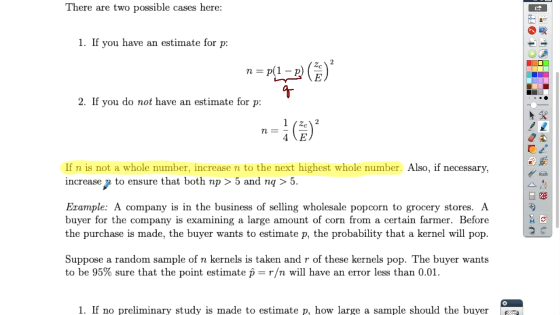Also, this would be rare, but if necessary, increase n to ensure that both NP and NQ meet the criteria for this to make sense at all. They both have to be greater than 5. All right, so let's put that to work.